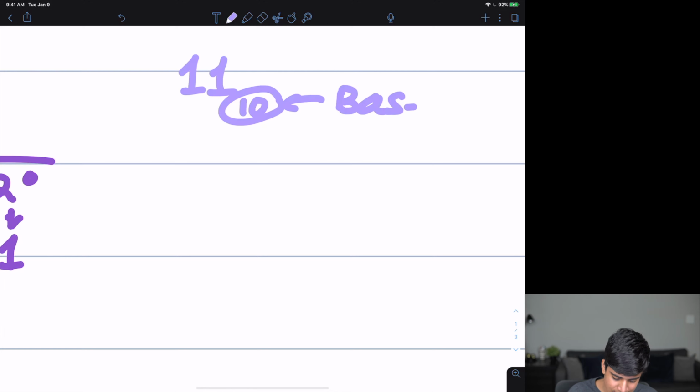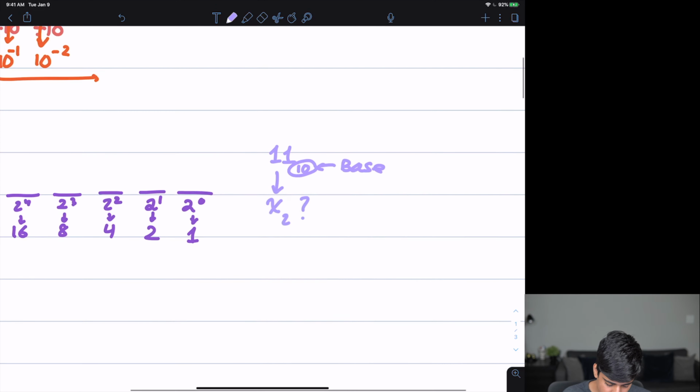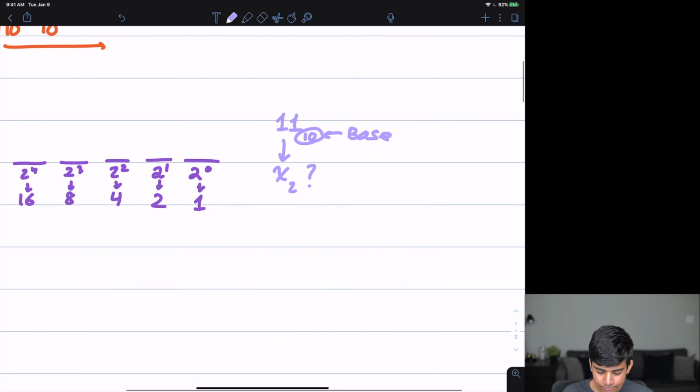What if I want to take 11, which is in the decimal system, and I want to convert it over? And I want my base this time to be in the 2's. I want 2 to be the base. So I can change this. I'm just going to write an X, and we have to try to figure out what this actually is. So now, let me take my number 11.